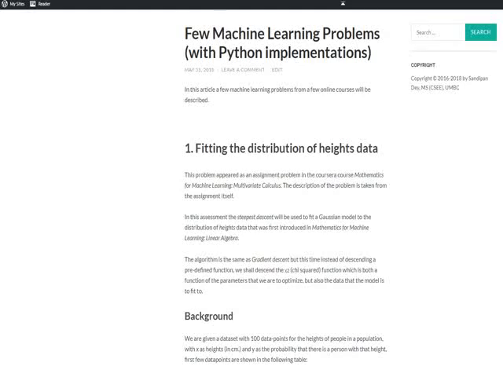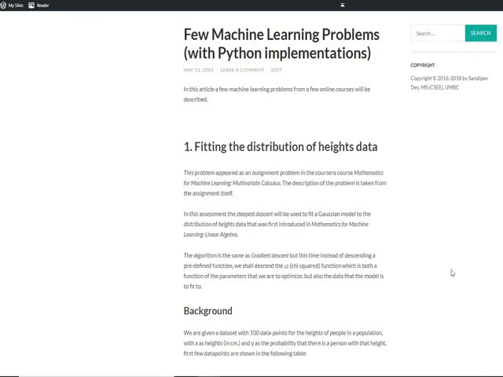In this video, we are going to discuss how to train a predictive model by fitting a distribution using the gradient descent algorithm. This problem appeared as an assignment problem in the Coursera course Mathematics for Machine Learning: Multivariate Calculus.